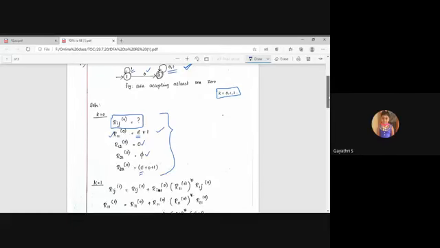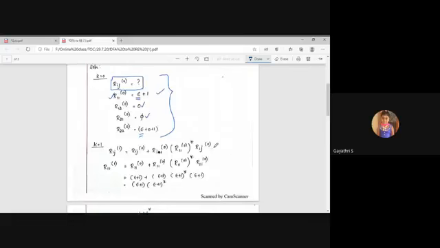Next, I'll move on to k equal to 1. For the k equal to 1 case, you have to apply the formula.